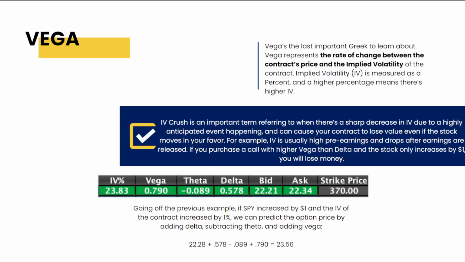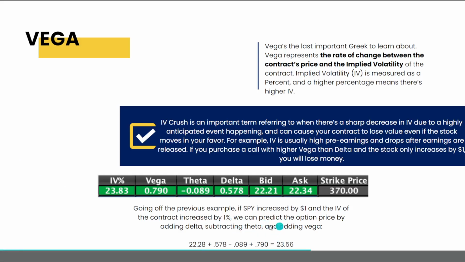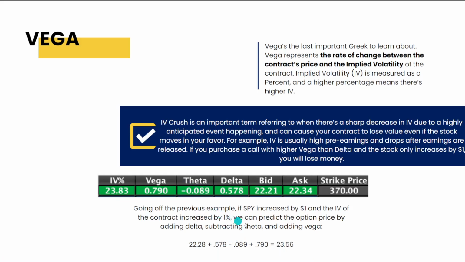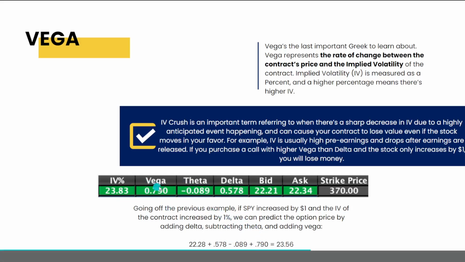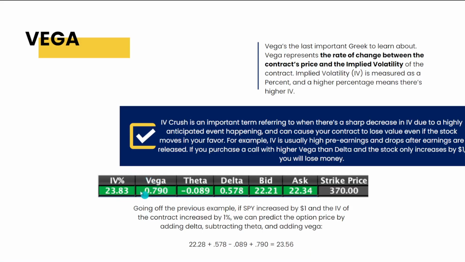So Hector just asked, in this example, is 23.56 the Vega? No, so with the Vega, we can predict the option price. We can actually just walk through really fast. The $22.28 is the original price. Adding delta 0.578, minus theta, right here, 0.089, and then plus Vega right here, plus 0.790. So the Vega in this example is 0.790, and the IV, again relating to Vega in this example, is almost 24%.